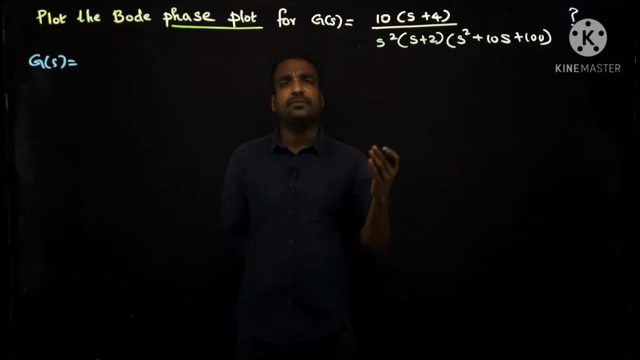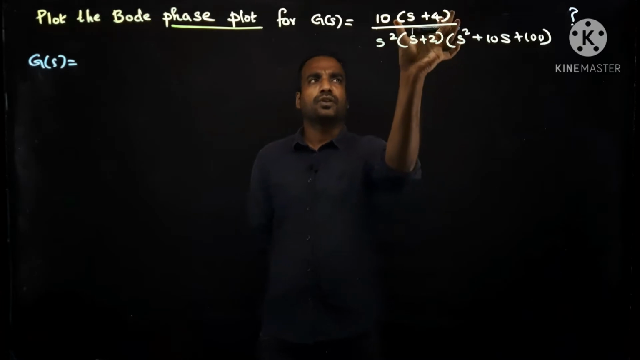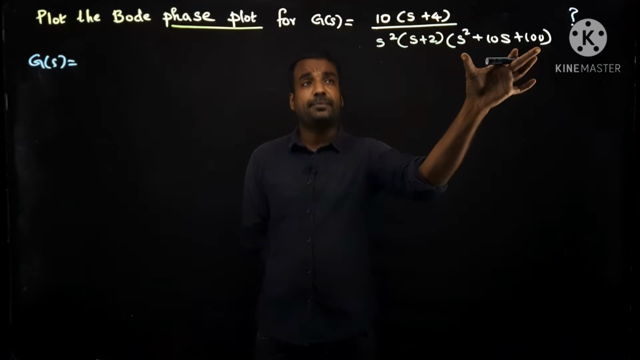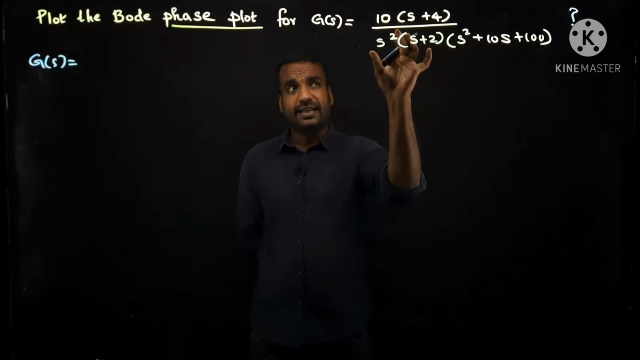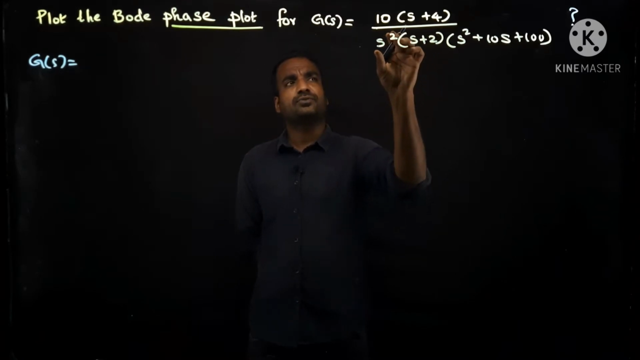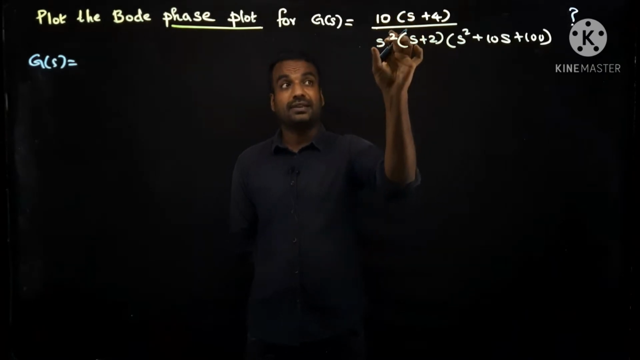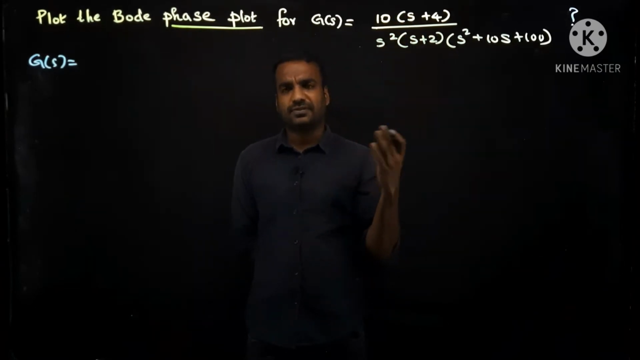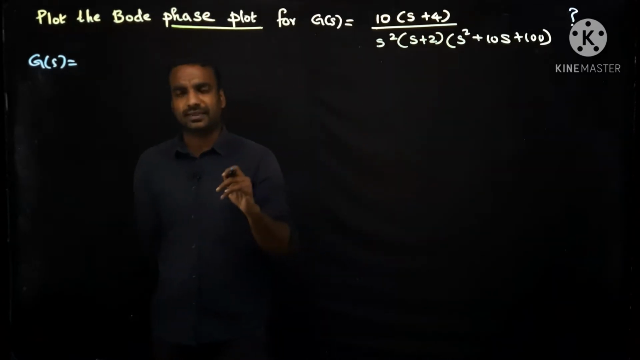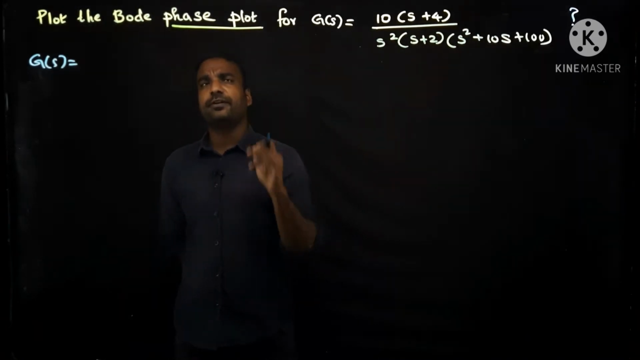Why am I taking the same question? Because this question has all the possible components. One pole is there, one zero is there, one second order quadratic pole is there, and one integral term with s square is there. In some other cases, this s square may appear in the numerator. In that case, it is a zero. In this case, it is a pole. Such differences may appear, but anyhow this is a problem where maximum possibilities are incorporated. So, I am doing the same question for drawing phase plot.